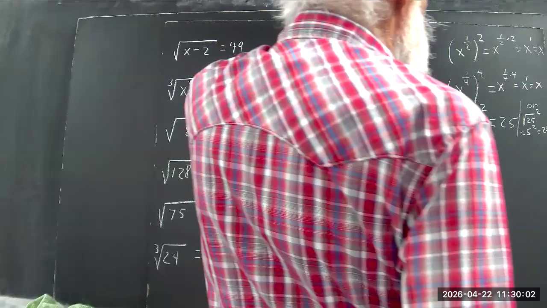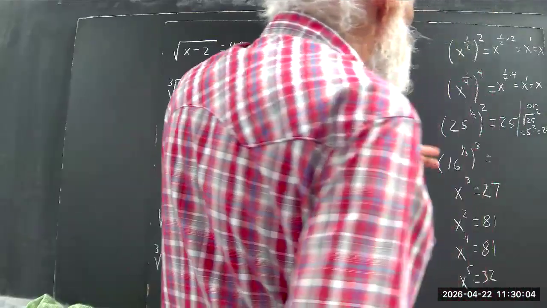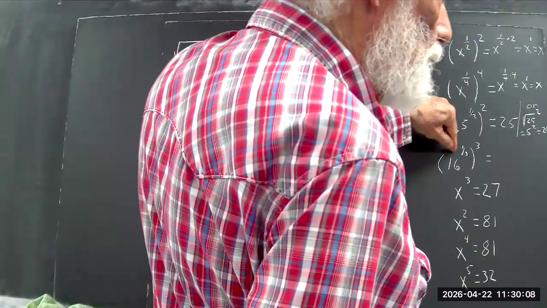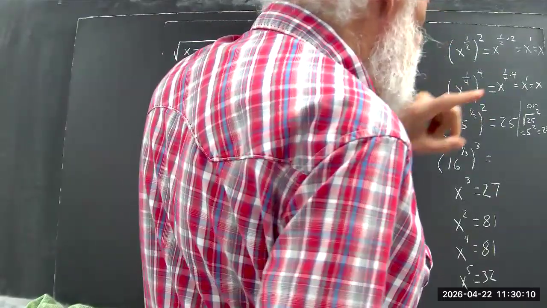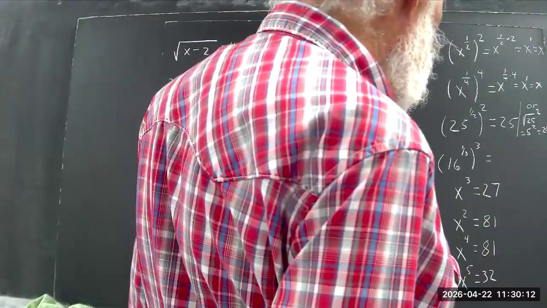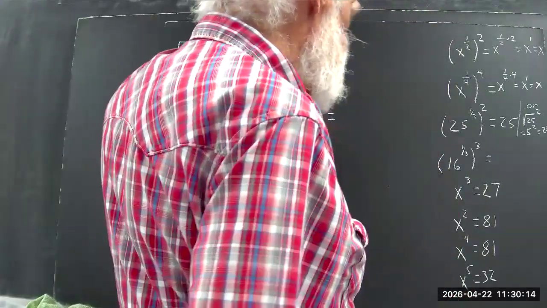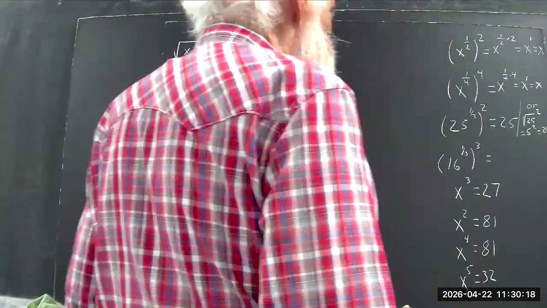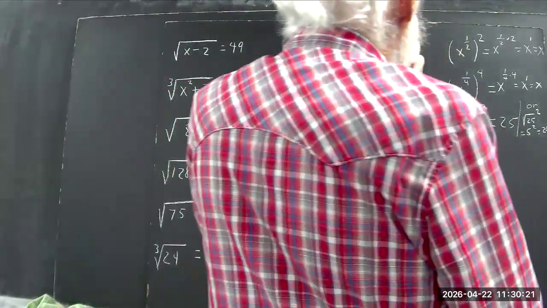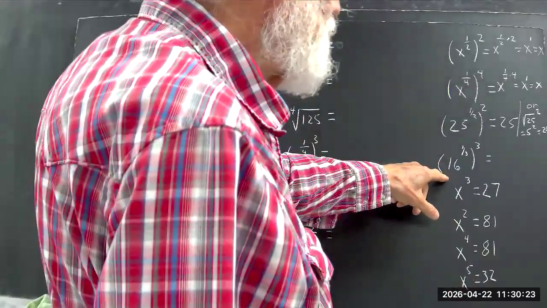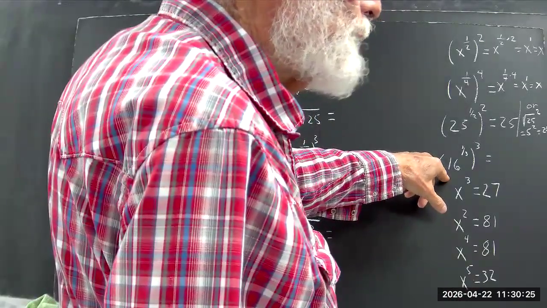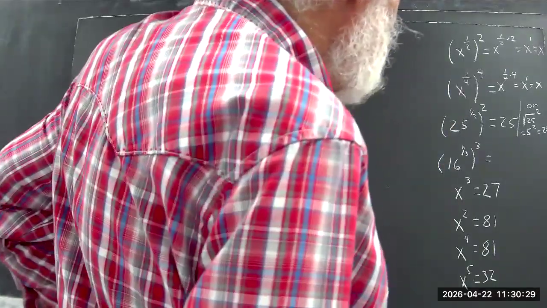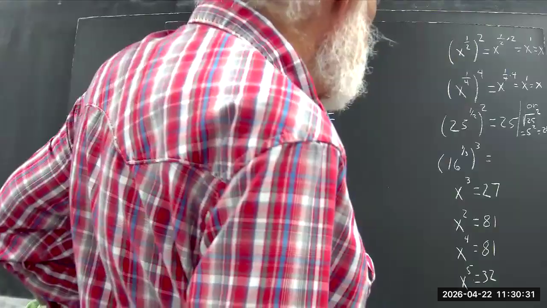16 to the 1/3 cubed is, again, just 16, because if you multiply the exponents 1/3 times 3, you get 1, which is just 16 to the 1. Now we can verify this. What is 16 to the 1/3? Well, 16 to the 1/3 isn't something we can express as an integer. So this can get a little trickier.